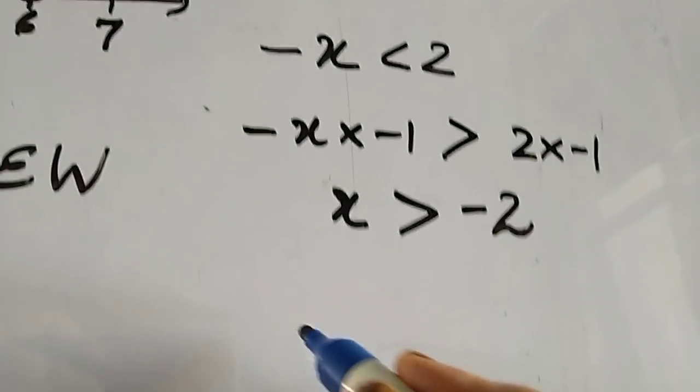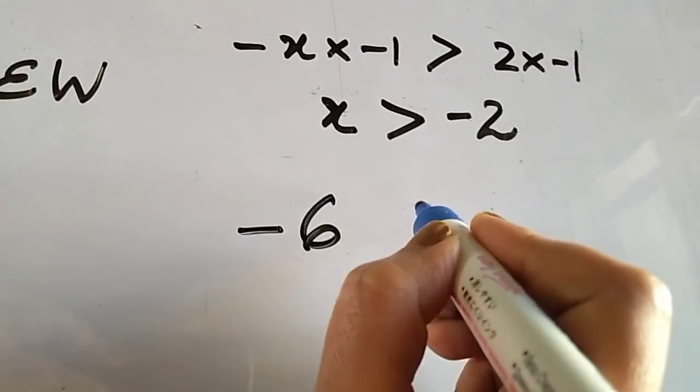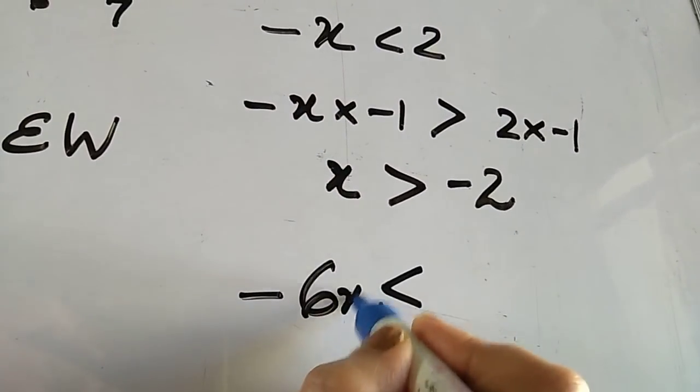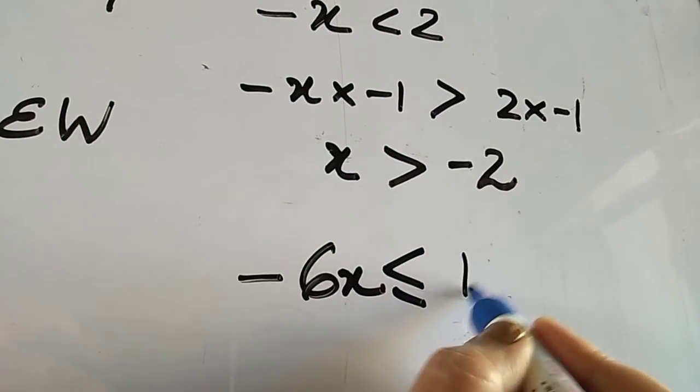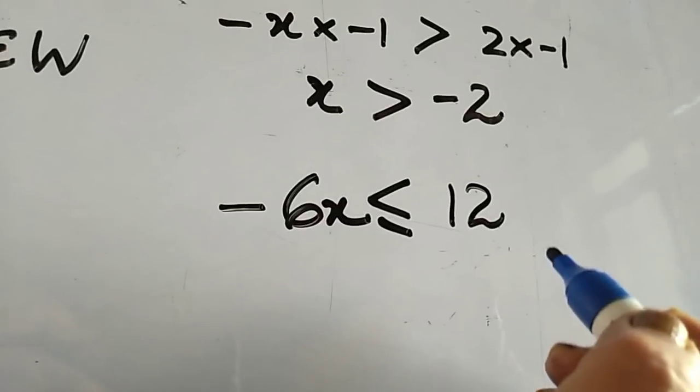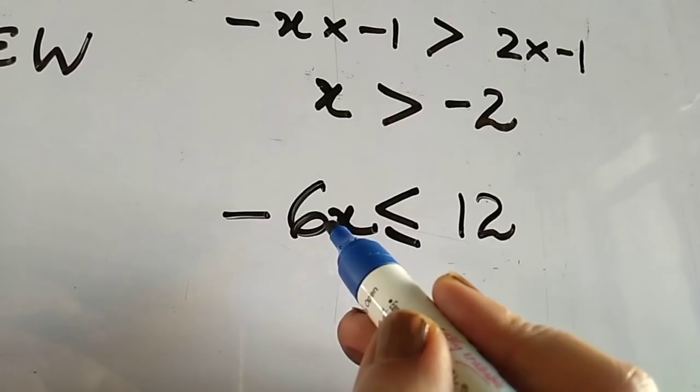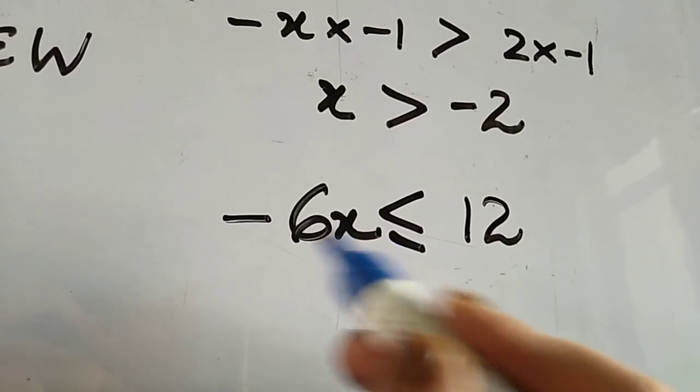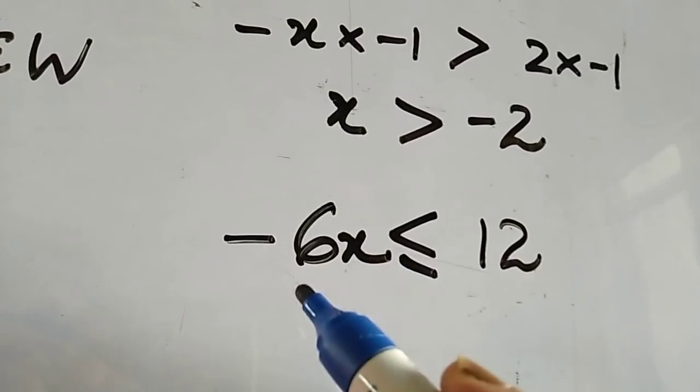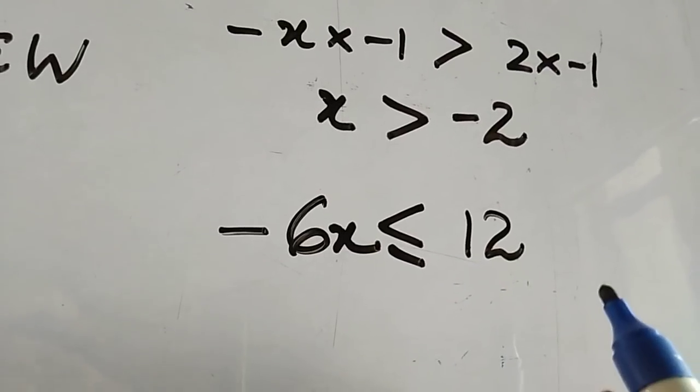Now let us take another example. Suppose I have minus 6x is less than or equal to 12. How will you solve this? Now you need to remove minus 6 from here. So what will you do? You will divide both sides by minus 6.